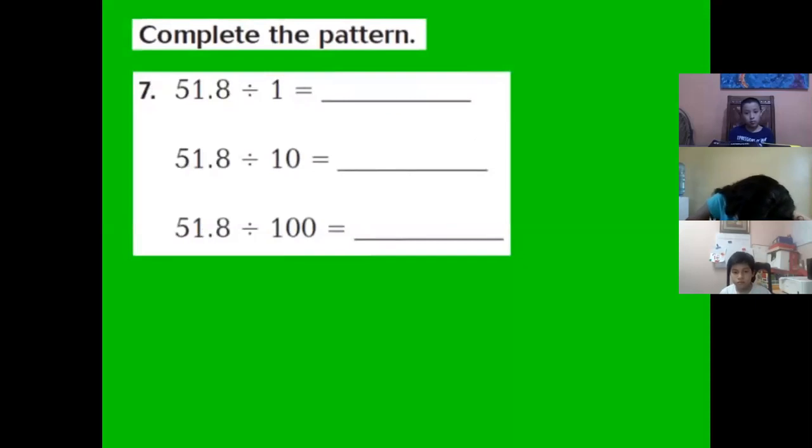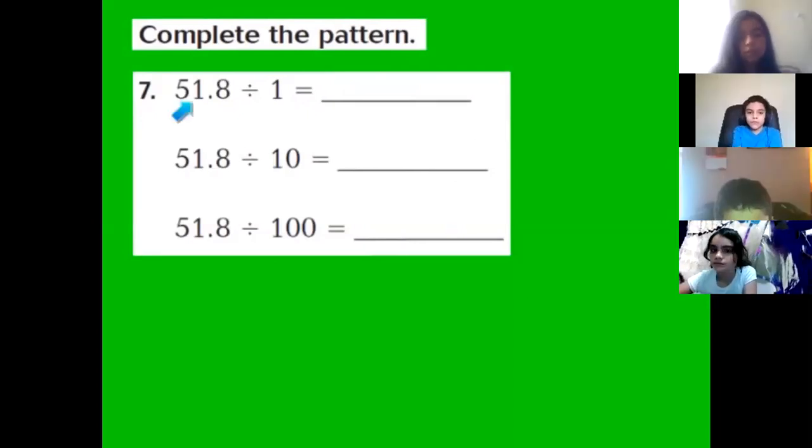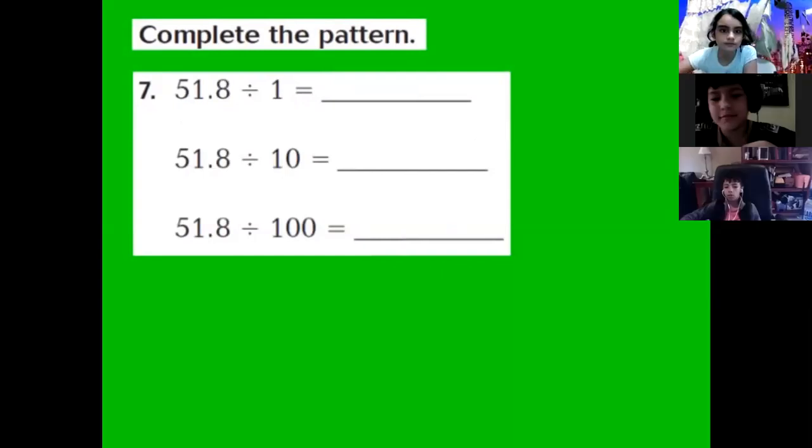Now, let's take a look at question number 7 together. Once again, our job is to complete the pattern, and what I notice is this. We're dividing by 1, a 10, and a 100. So once again, I'm going to base my pattern on the number of zeros in the divisors. So for the first part in this pattern, we have 51 and 8 tenths being divided by a 1. Well, what I know is there's no zero behind the 1. So if there's no zero, that means my decimal point does not have to move. It's going to stay in the same place.